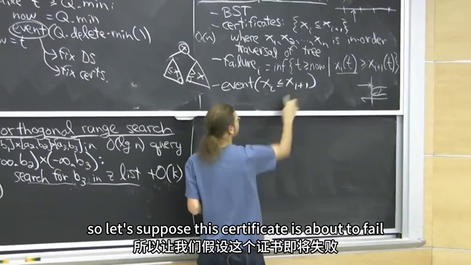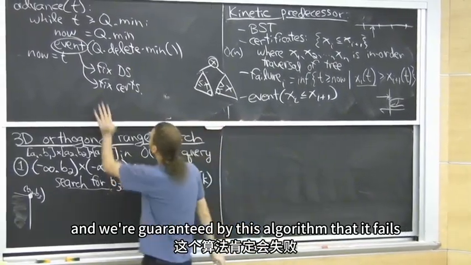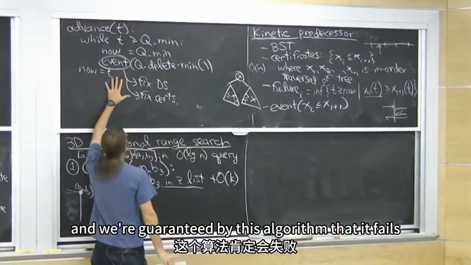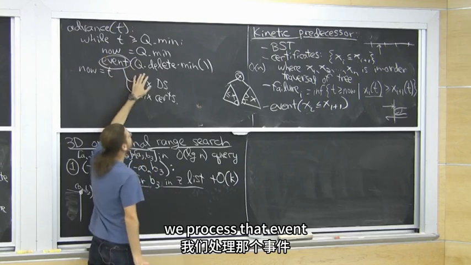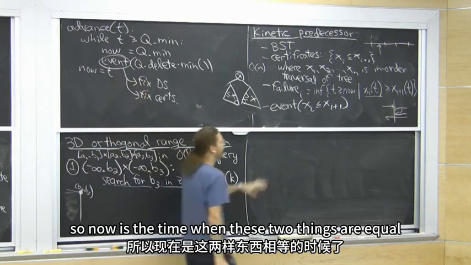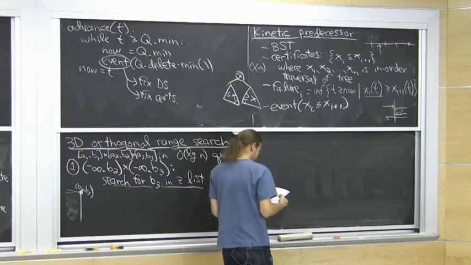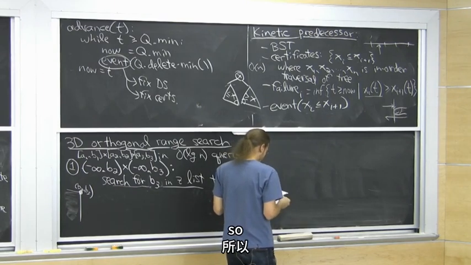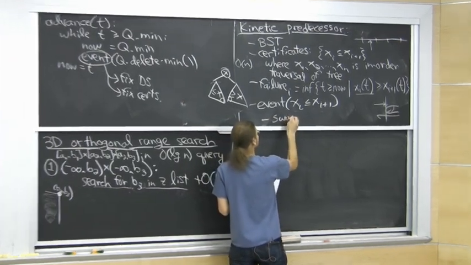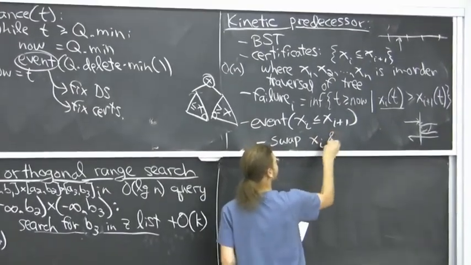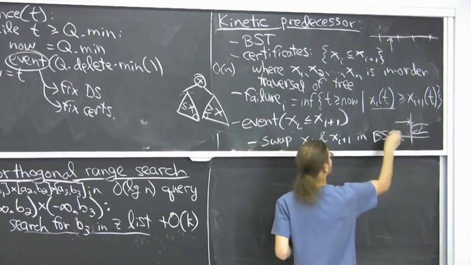So let's suppose this certificate is about to fail. And we're guaranteed by this algorithm that it fails now. We have advanced to the time when it is about to fail. We process that event. So now is the time when these two things are equal. Right after now, we will get to greater than. So here's what I do. Swap them in the binary search tree.